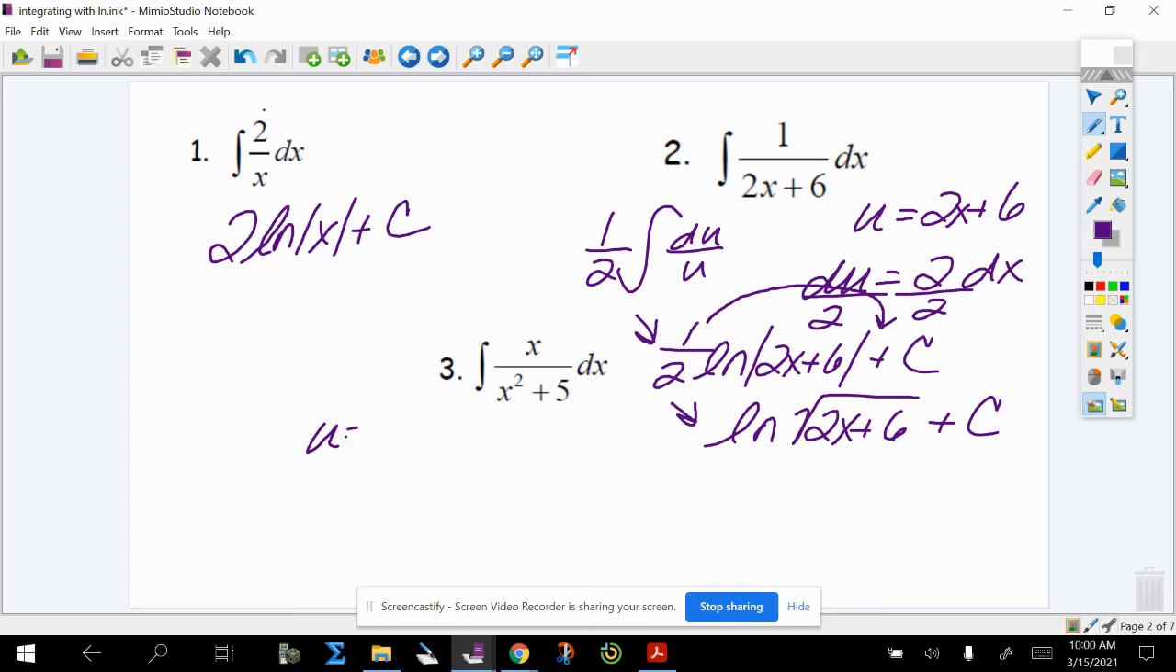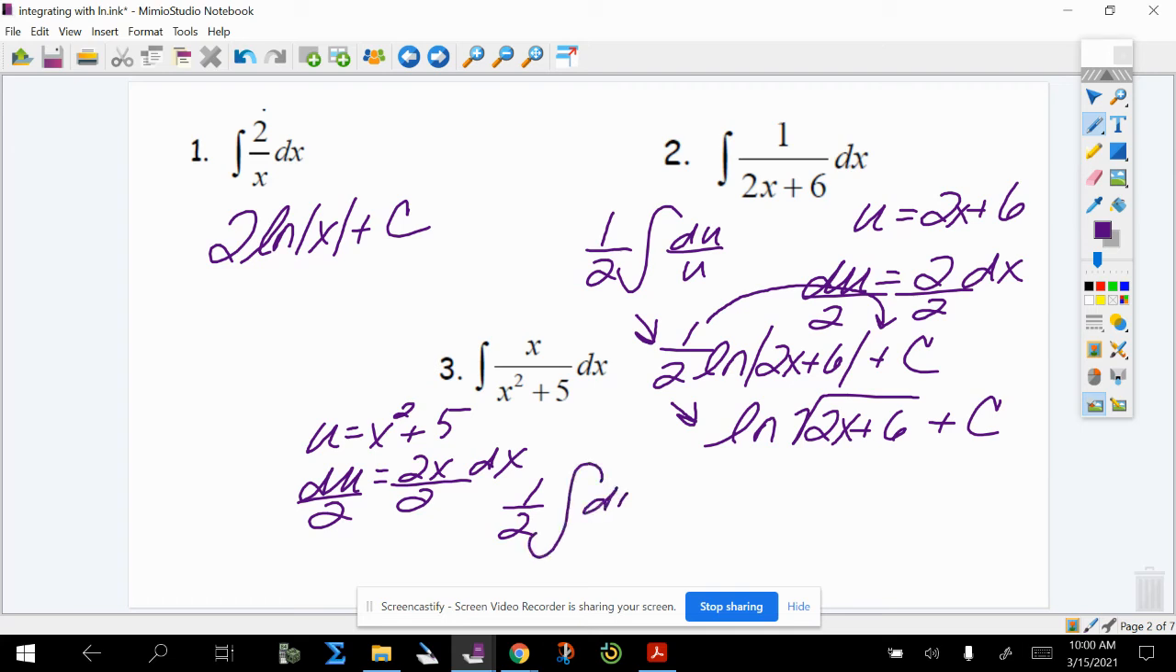Third one, same thing. Your u is what's going on the bottom. The derivative is 2x. You have the x, you don't have the 2, so you're going to divide both sides by 2, giving you a 1/2 adjustment. Again, the form that we're looking for today is this du over u form. If anything else was happening, if it was a u squared in the bottom, if it was a u cubed, any other power, it's just a power rule. This is really just a very special case that works only for this form.